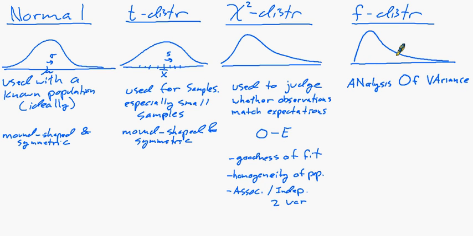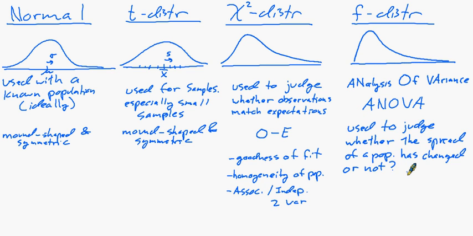Here's my attempt at the F distribution. It is used for the analysis of variance. And you'll notice I've done some funny capitalization here because the short form of analysis of variance is ANOVA. That's where the ANOVA comes from, analysis of variance. So as it sounds, it's used to judge whether the spread of a population has changed or not.